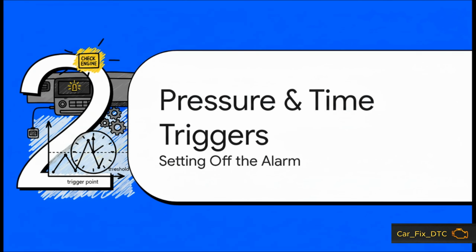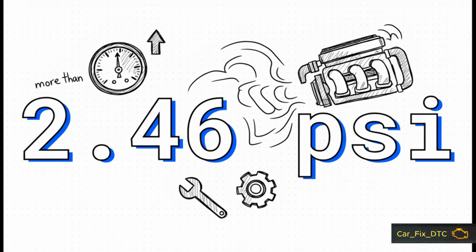Now, that check engine light doesn't just pop on for fun. There are really specific triggers, very precise conditions that have to be met before the car's computer will log a fault. So let's look at the two key things that have to happen to trigger a P1016 code. The first trigger is all about pressure. See, the computer is constantly watching the wastegate control pressure. And if it sees a reading that's more than 2.46 psi higher than what it expects to see, well, that's a huge red flag.